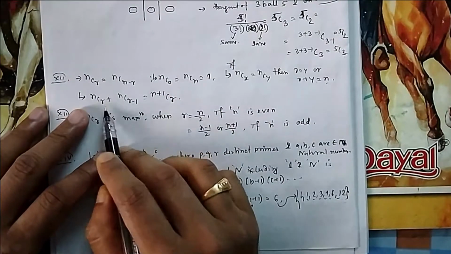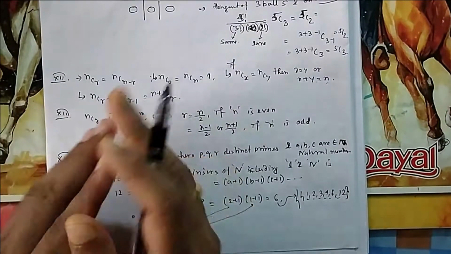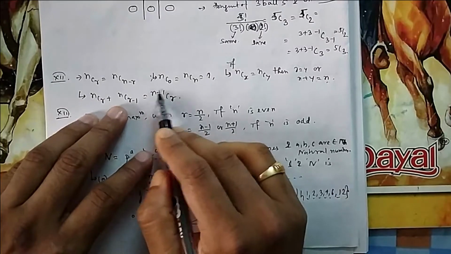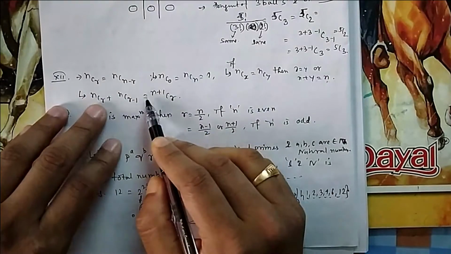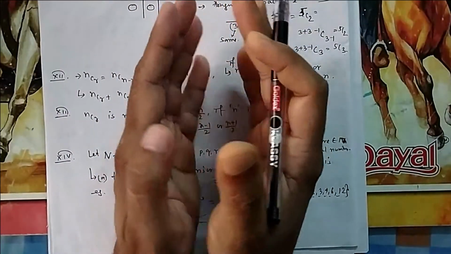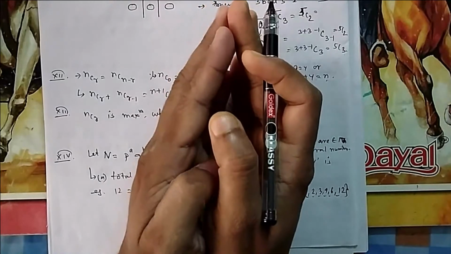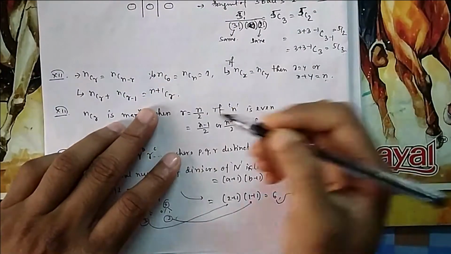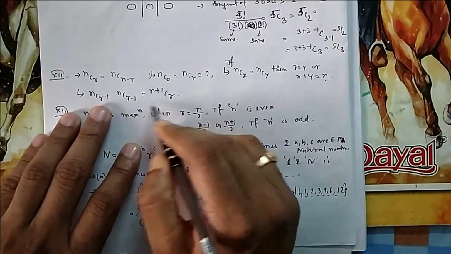One more condition: if nCr minus 1 and nCr, consecutive binomial coefficients, are added, then the n plus 1 will be the result, that is, the upper one, which we say the upper number, will be increased by 1. If you are adding consecutive binomial coefficients side by side, then the upper number gets increased by 1. That's it, and the lower one remains as it is, the higher one.